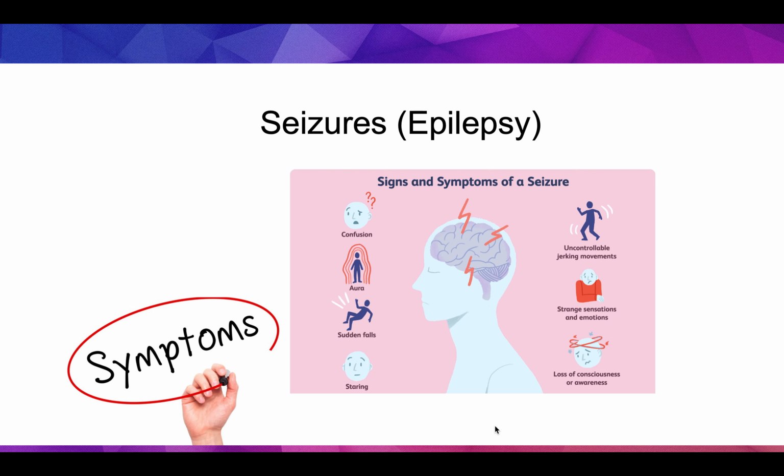Common signs and symptoms of seizures include confusion, aura, sudden falls, staring, uncontrollable jerky movements, strange sensations and emotions, and loss of consciousness or awareness.